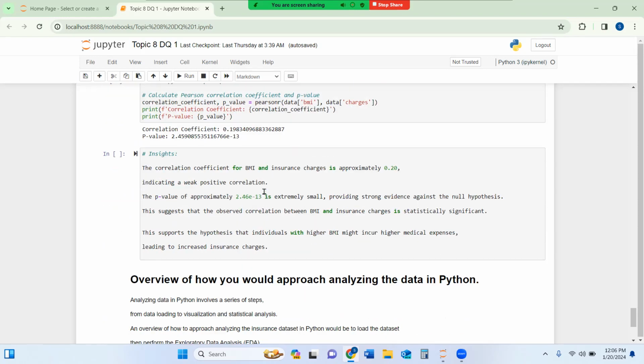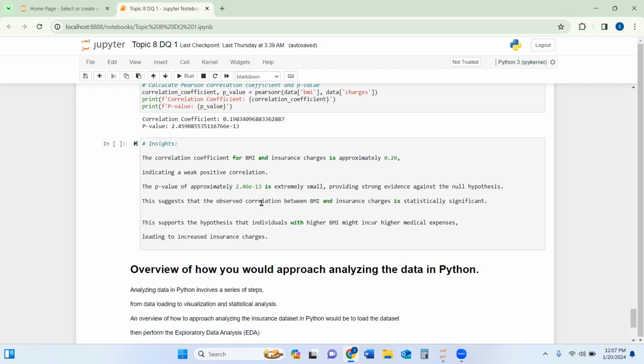The insights from these results show that the p-value is extremely small, providing strong evidence against the null hypothesis. And this suggests that the observed correlation between BMI and insurance charges is statistically significant. And this supports the hypothesis that individuals with higher BMI may incur higher medical expenses, leading to increased insurance charges.